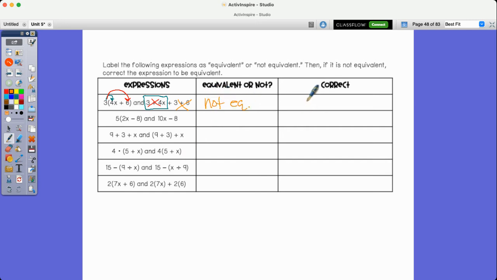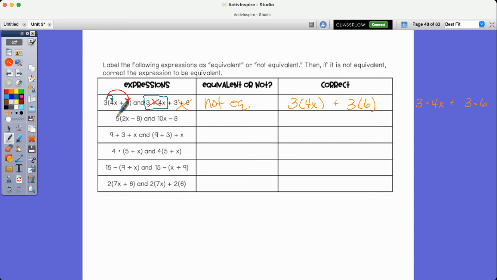And how would I write that correctly? I would write 3 times 4x plus 3 times 6. You could also write it with the dots, 3 times 4x plus 3 times 6. What I do not want to see is you using an x for multiplication, because we use x's for variables. So it doesn't make sense to use them there.